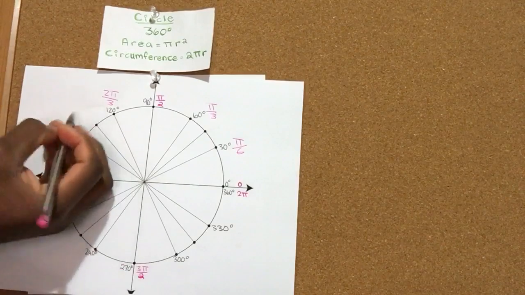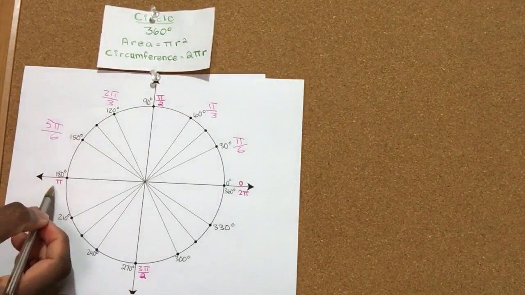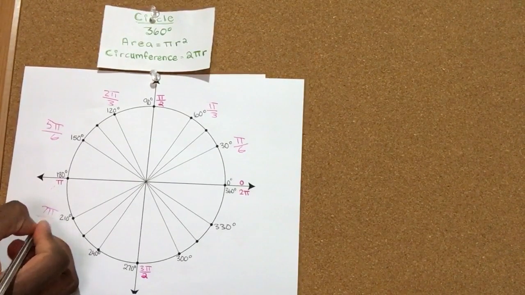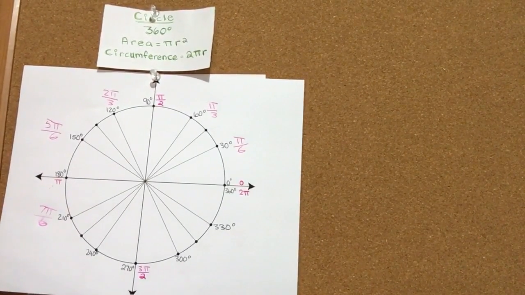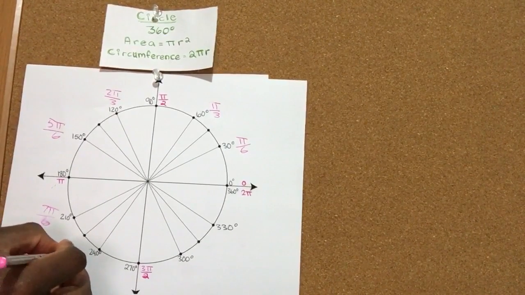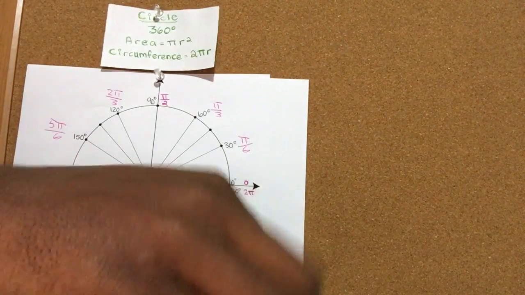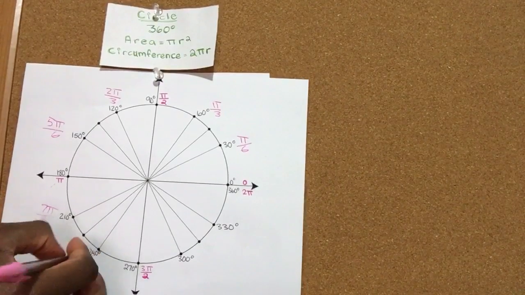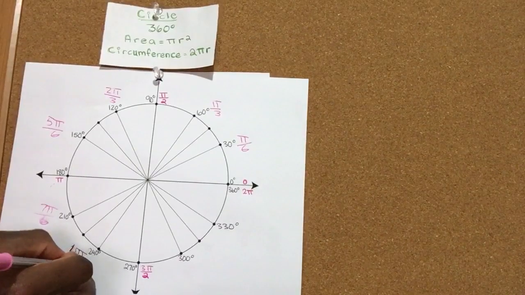Now we have 5 pi over 6. Great. 6 pi over 6. 7 pi over 6. There we go. And after 7 pi over 6, we have 8 pi over 6, which simplified to, looks like this pen is running out. Thank you again for being so flexible. So we had 7 pi over 6. Now we have 8 pi over 6, which simplifies to 4 pi over 3.